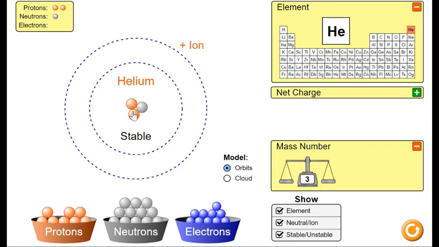Now if I add one more proton, what is the mass number? 5. And in this case, if you see, if I keep on increasing the mass number, the size of the nucleus also increases. If I keep on increasing the mass number, the number of nucleons inside the nucleus increases, so the volume of the nucleus also increases. So this has been shown experimentally.